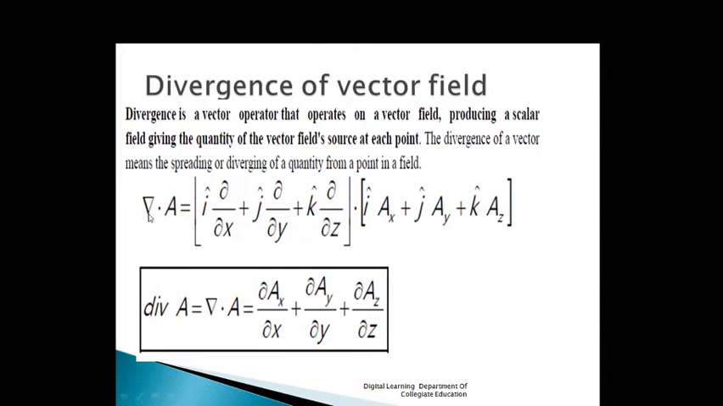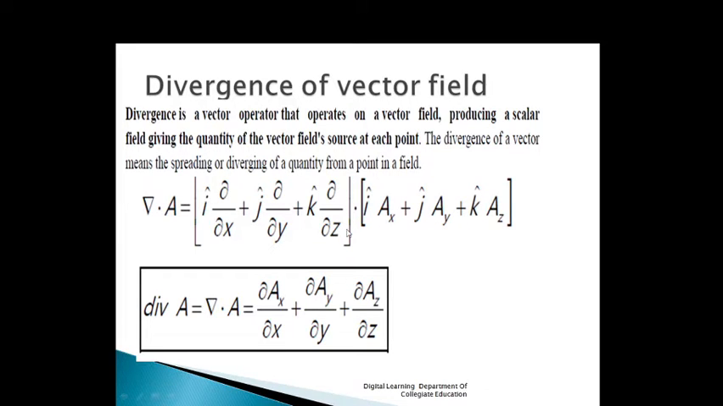In the previous session, we understood del can be written as i cap dou by dou x plus j cap dou by dou y plus k cap dou by dou z, whereas vector A with respect to x, y, z coordinates and unit vectors i cap, j cap, k cap can be written as i cap A of x plus j cap A of y plus k cap A of z.